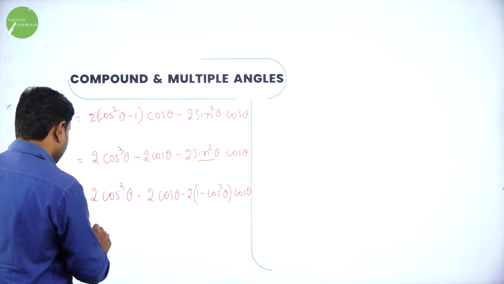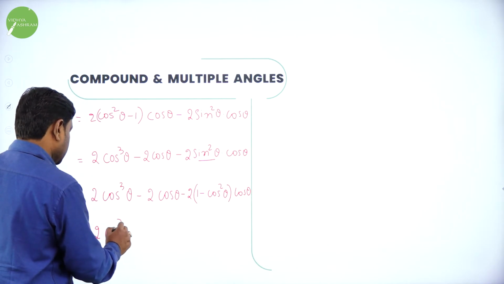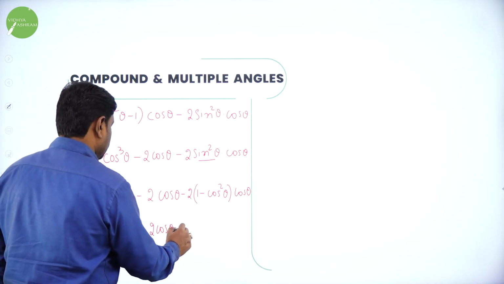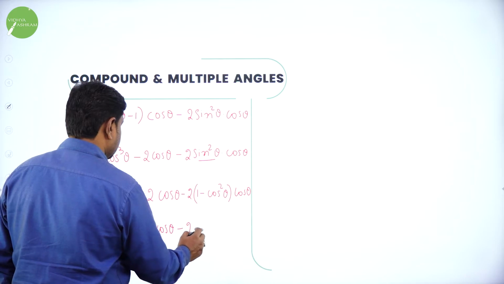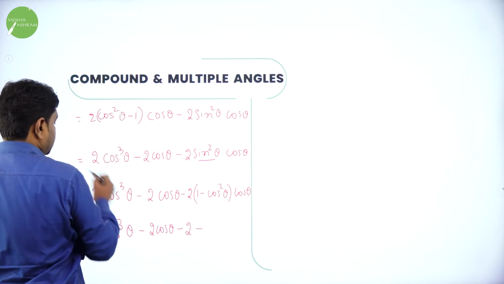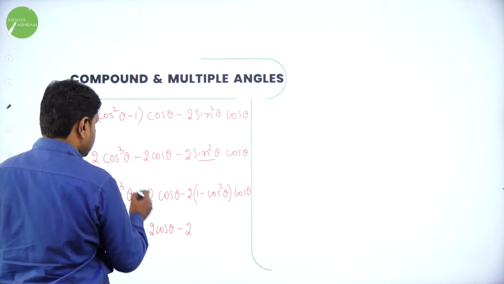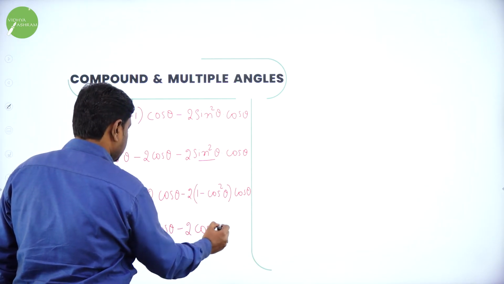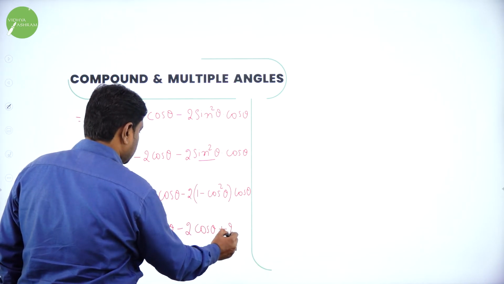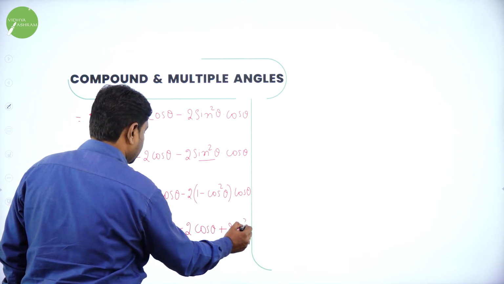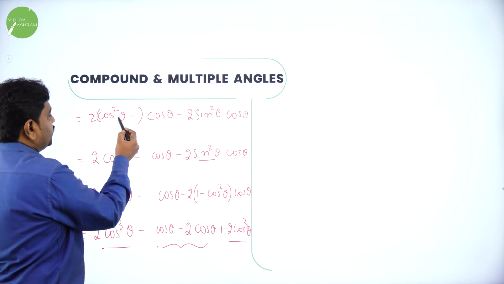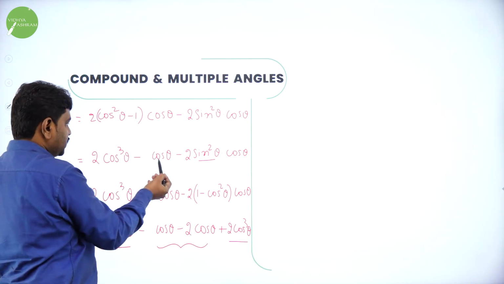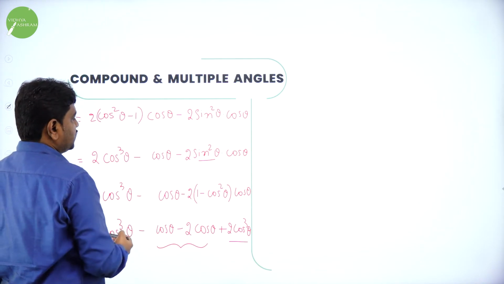Simplify this further, so it will become 2 cos cube theta minus 2 cos theta minus 2, minus into minus plus, so multiply the terms one at a time here. Minus 2 into cos theta is minus 2 cos theta. Minus into minus plus, 2 ones are 2, cos square theta into cos theta is cos cube theta. Okay, observe 2 cos square theta minus 1 into cos theta, it will become 2 cos cube theta. Minus 1 into cos theta is minus cos theta, so it is minus cos theta here.